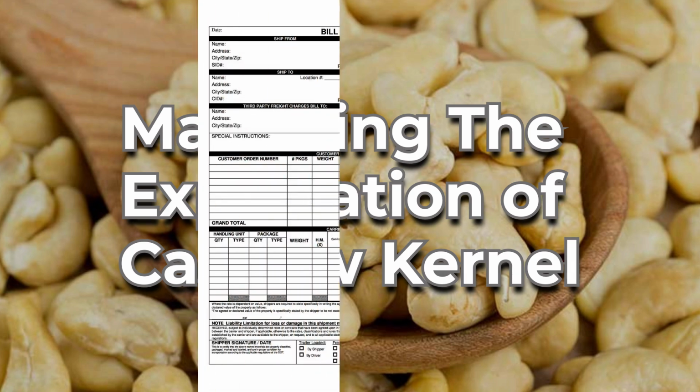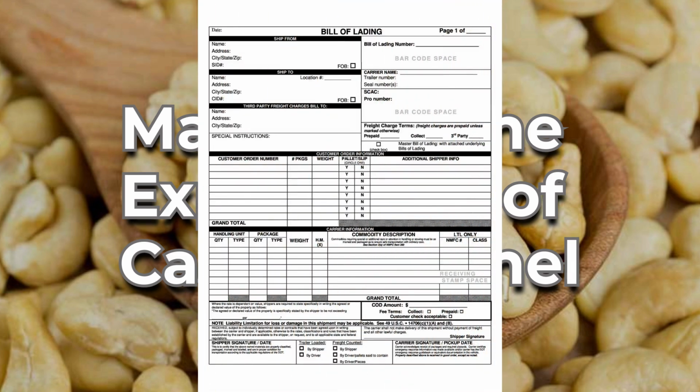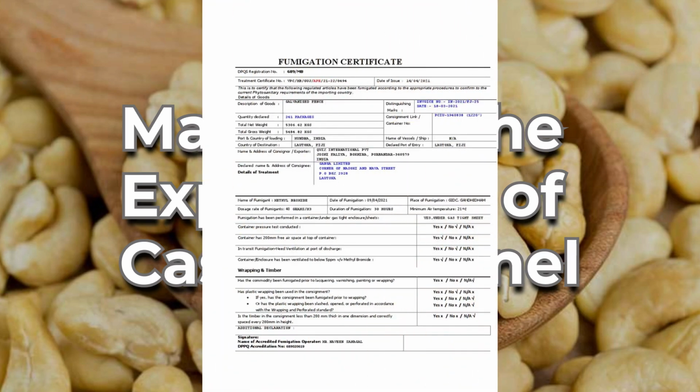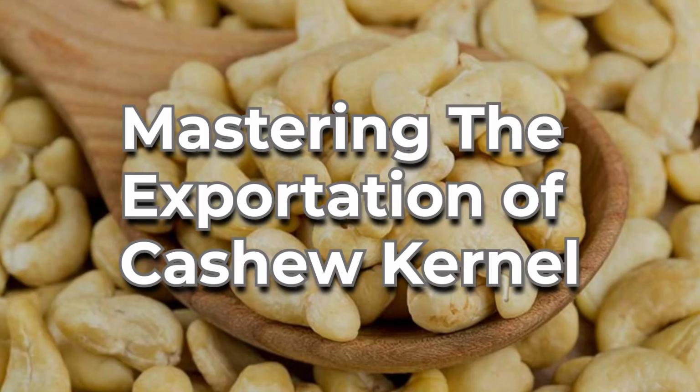The shipping documents are the bill of lading, invoice, and packing list. And for the export, the certificate, even the fumigation certificate, and NAFDAC actually. So let's move on to the processes.